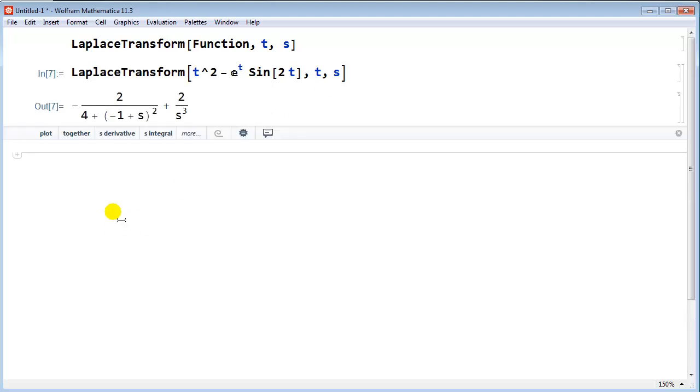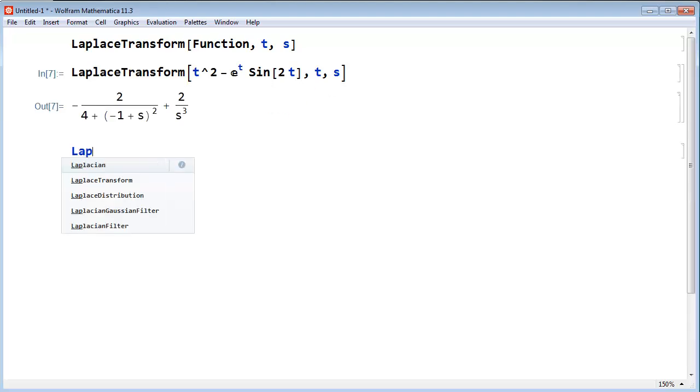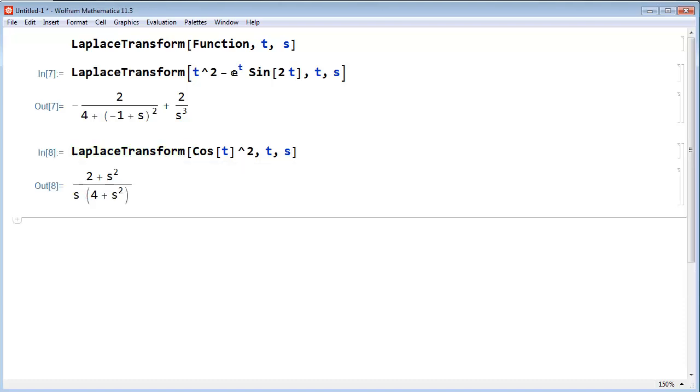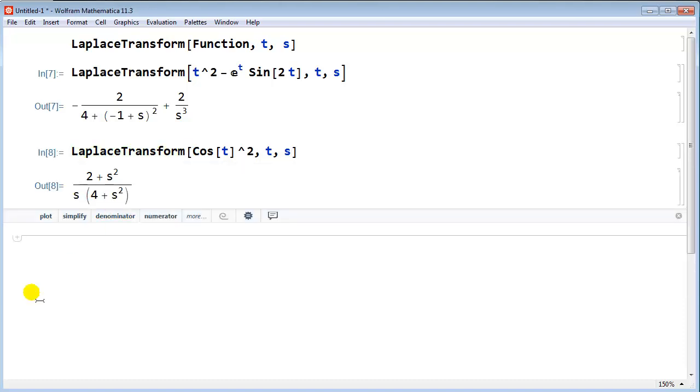That's all it takes. Let me do a couple more problems. Let's say you want to take the Laplace transform of cosine squared. Remember, we don't enter cosine squared like this. That's how it looks when we write it. But in Mathematica, you put the square at the end after the function closes the square bracket, comma t, comma s, close it, and that'll give you the Laplace transform of that.